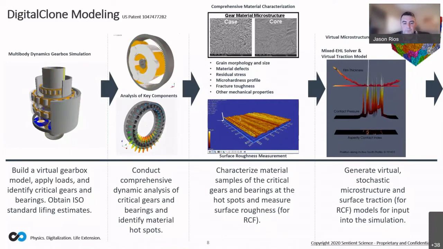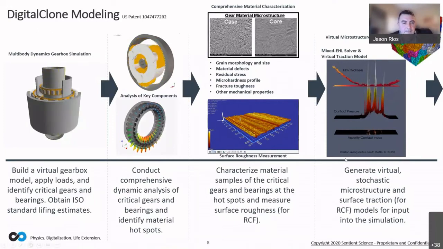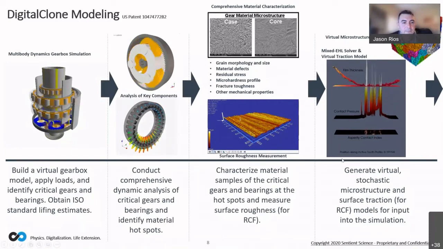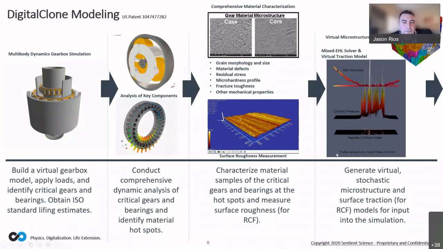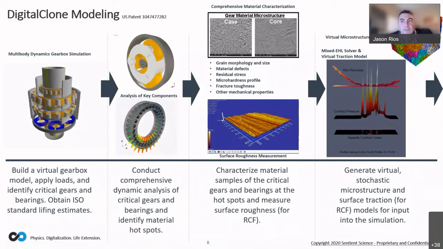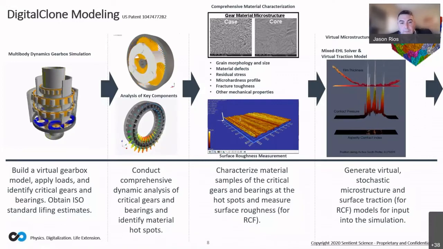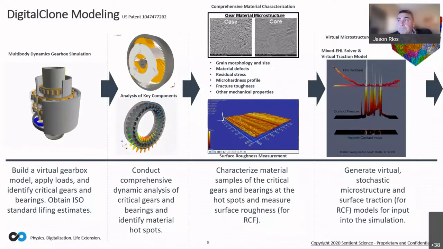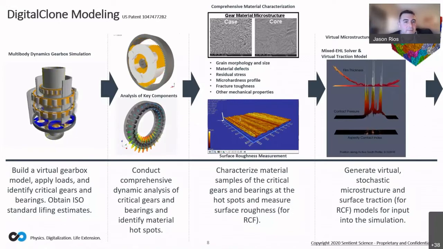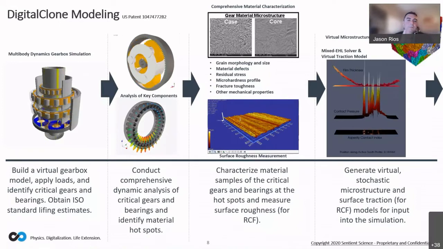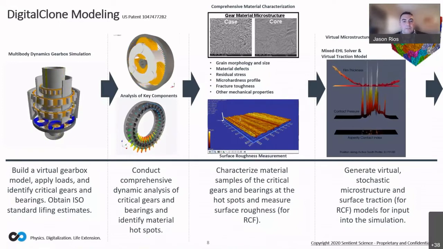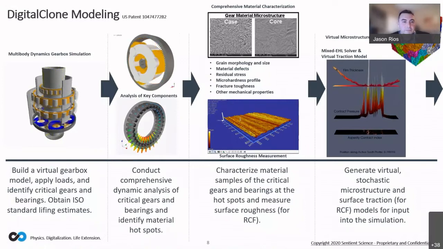We focus on those critical gears and bearings and conduct a comprehensive dynamic analysis. The purpose of that is to identify what we call the material hotspots, those critical locations on those key components that are likely to be the drivers of reliability or fatigue failures. Once we have identified those locations, then we go a level deeper and do a deep dive into the material characteristics in those hotspot locations.